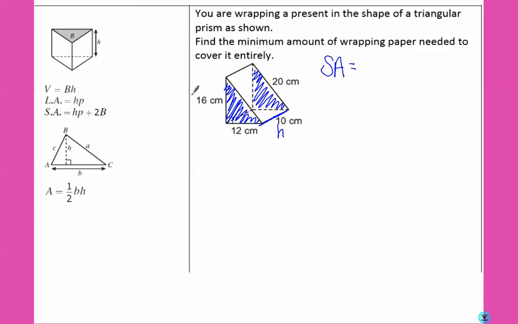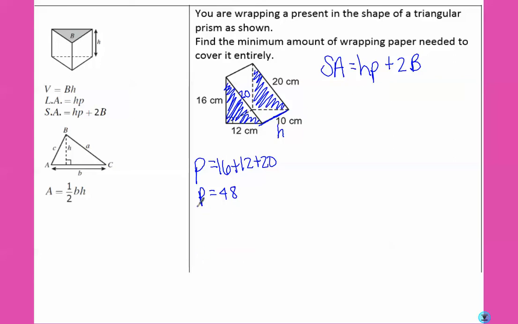And our formula for surface area says HP plus 2B. So P is the perimeter of the base. Remember, we have 16 and 12. This side, we know from the other base, is 20. So the perimeter would be 16 plus 12 plus 20. So the perimeter would be 48.